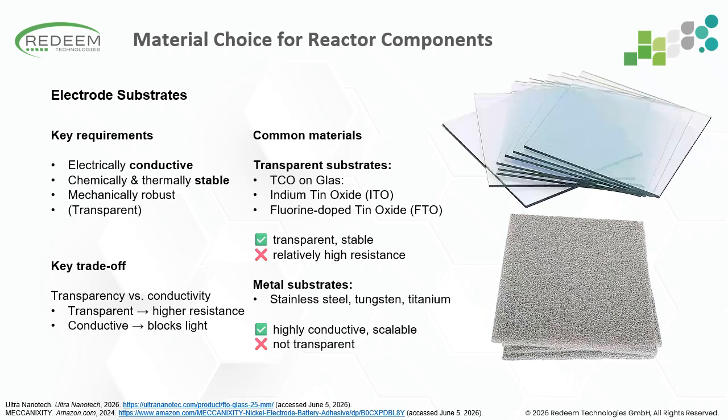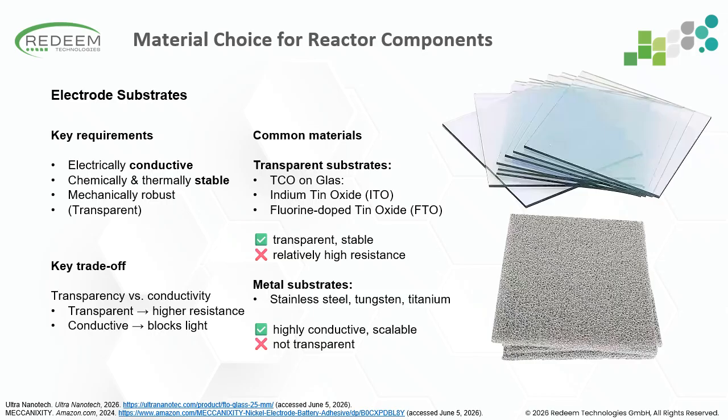So transparent conducting oxides such as indium tin oxide or fluorine doped tin oxide allow light to reach the semiconductor through the substrate, but are significantly less conductive than metals. If you use metal substrates such as stainless steel or titanium, they often offer much lower electrical resistance and are well suited for large-scale applications in this sense.